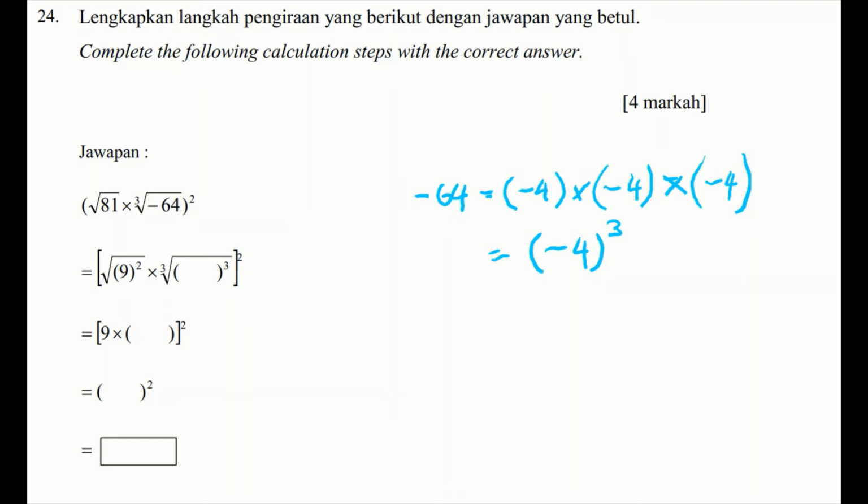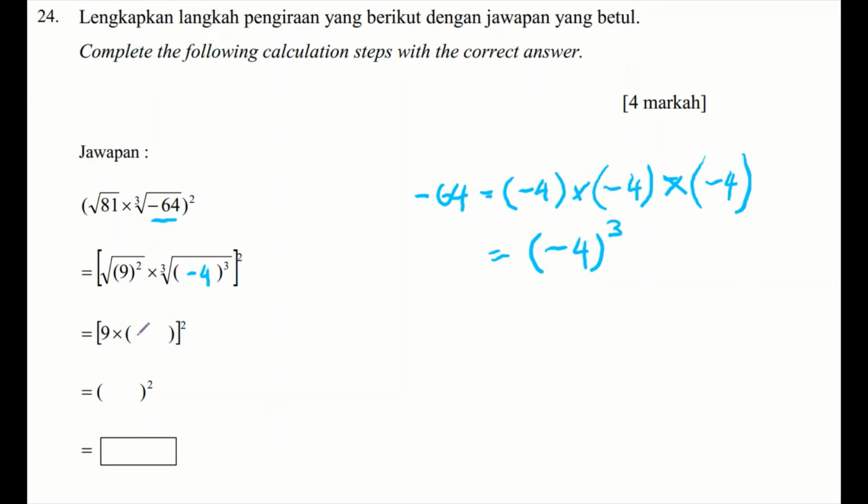You can exchange negative 64 as negative 4 cubed, because negative 64 is equal to negative 4 cubed. After that, the square of 9 is cancelled by the square root. Same with this cube, it is also cancelled by the cube root.